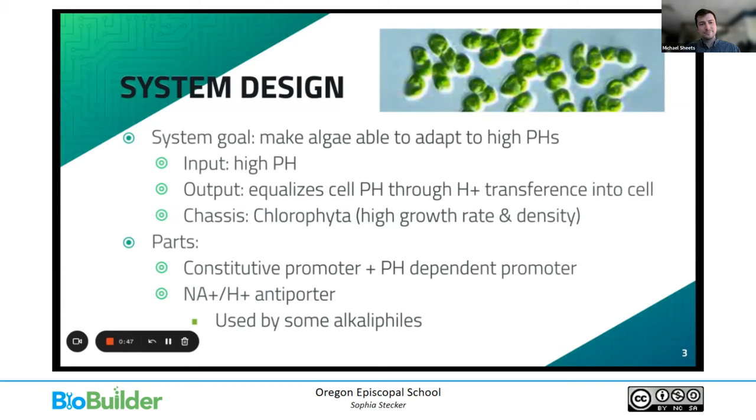Parts would be a constitutive promoter and a pH dependent promoter, so we get a kind of baseline pH adaptability. Then when it's in a high pH environment, it ups the protein production to be able to compensate more. The protein in question would be a sodium hydrogen antiporter, which is used by some alkaliphiles, and it basically swaps a sodium ion for a hydrogen ion. Pretty cool.